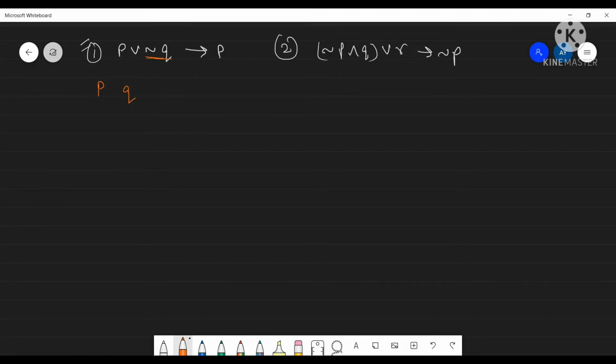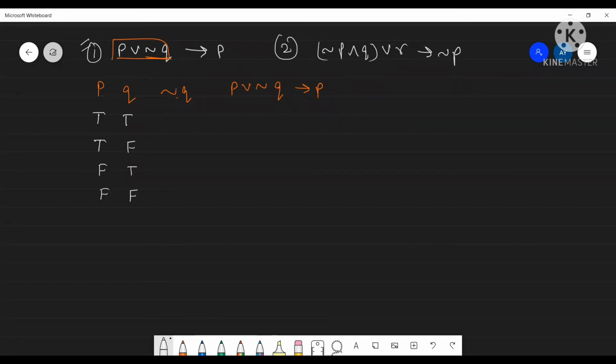So you don't have to take negation P over here. So take negation Q and then take this one directly, P or negation Q. This is P or negation Q implies P. Okay. So write down the truth tables. That is true, true, true, false, false, true, false, false.